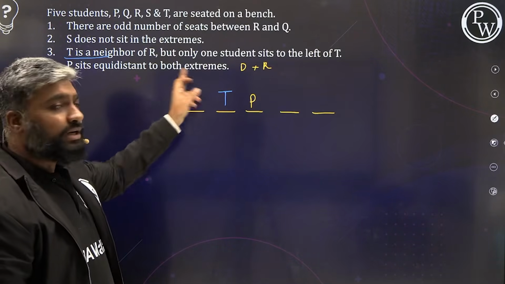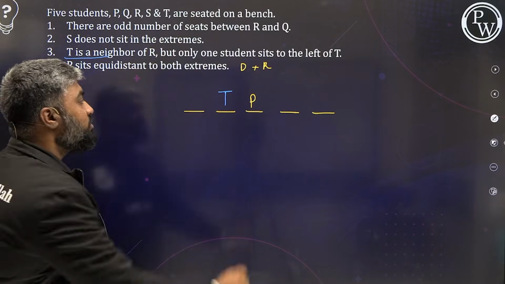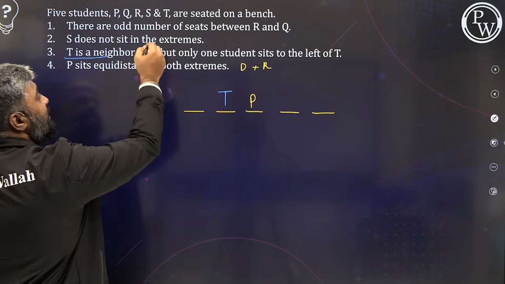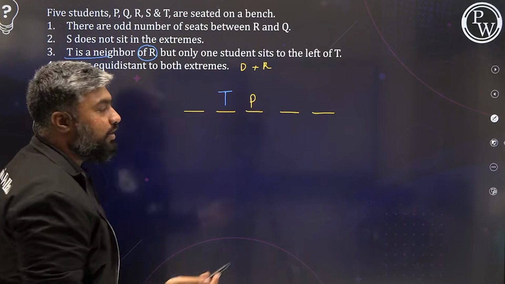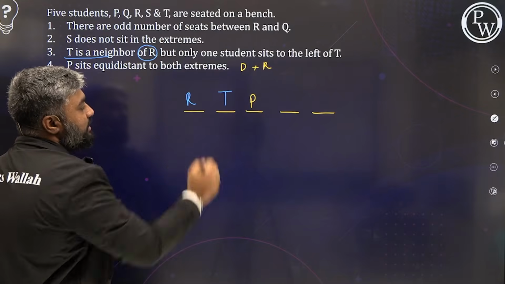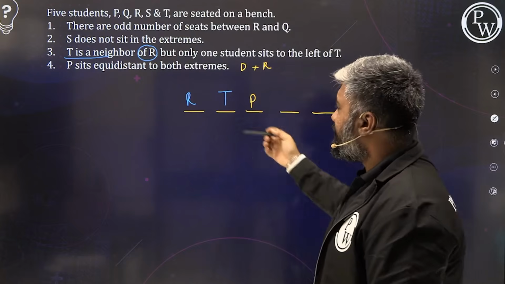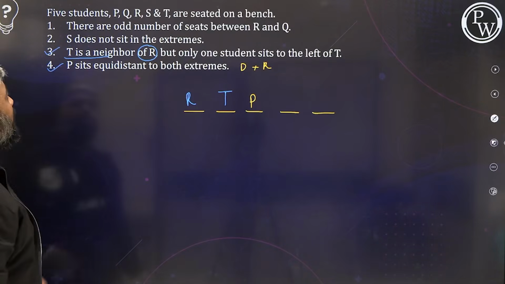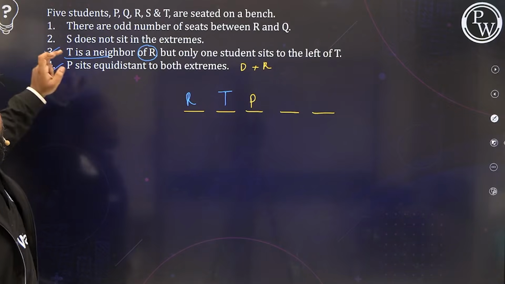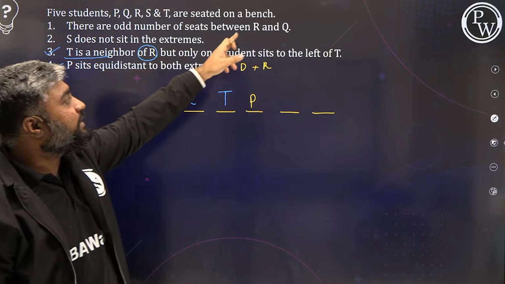Yes, if one student is to the left of T, it means 3 students should be to the right of T, correct? So if T is here and they're saying T and R are neighbors, R cannot sit on top of T. So automatically R की location क्या हो जाती है? The first seat. Getting it? Yes. Then we are done with the third clue. Now, you could either take the first or the second. It doesn't really matter. If I look at the first one, there are odd number of seats between R and Q.